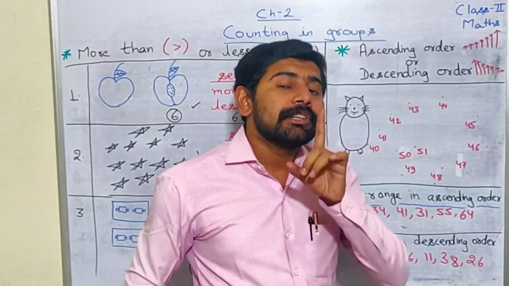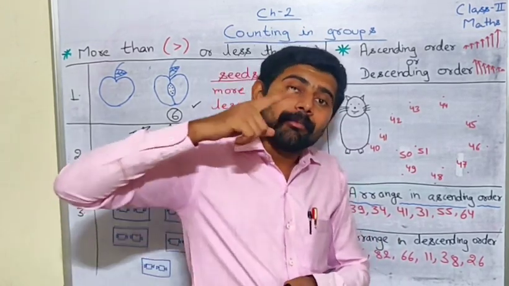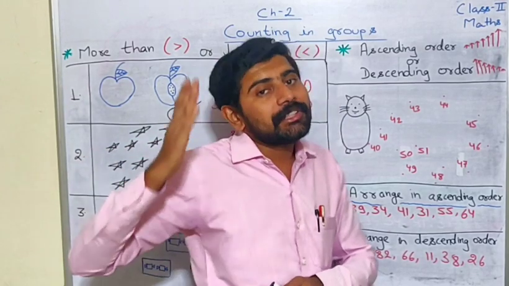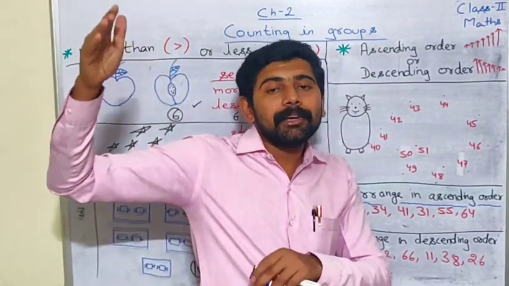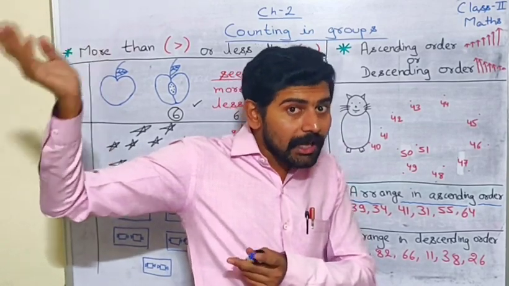In these numbers, the smallest number is 1. Then we say 2, which is bigger than 1. Then 3, 4, 5, then bigger, then bigger, then bigger, then biggest, which is 10. So 10 comes at the last.